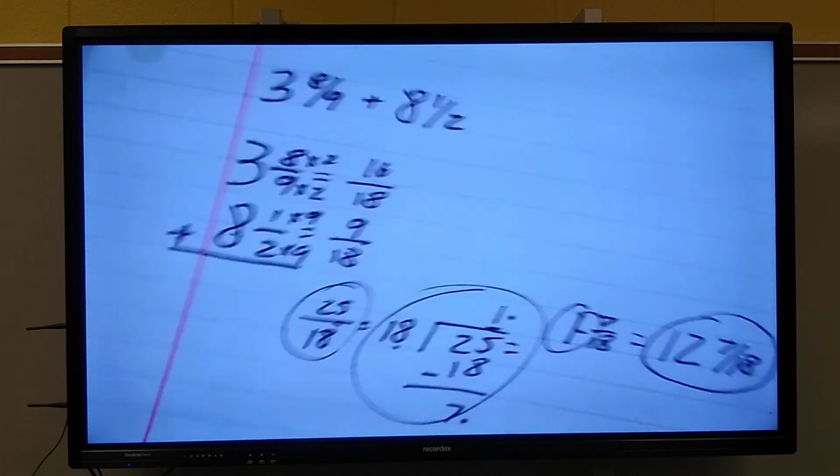Now, you get on with your assignment in Google Classroom. You should be an expert at adding and subtracting fractions.